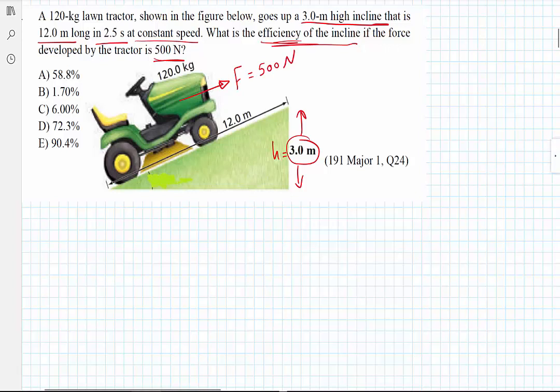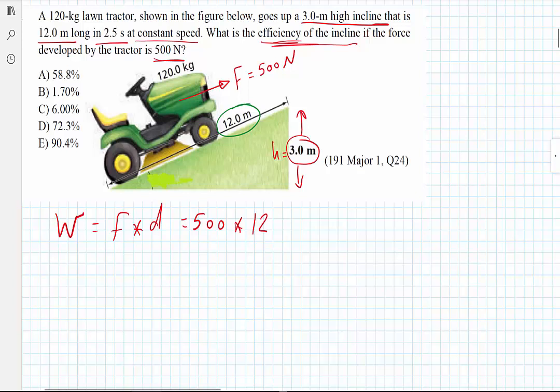So the object moved for 12 meters using the 500 Newton. This is like the force of the engine of the tractor. So here we need to differentiate between two kinds of work. The work done by the tractor, by the engine of the tractor, which is its force times its distance. The force here is 500 Newton, and I'm looking for the parallel distance here. The parallel distance is the 12 meters. So it will be 500 times the 12 meters. This is the input work, or the work done by the tractor.